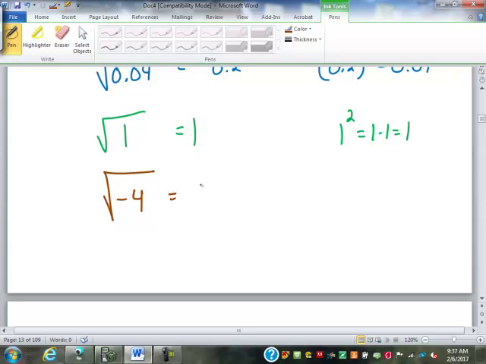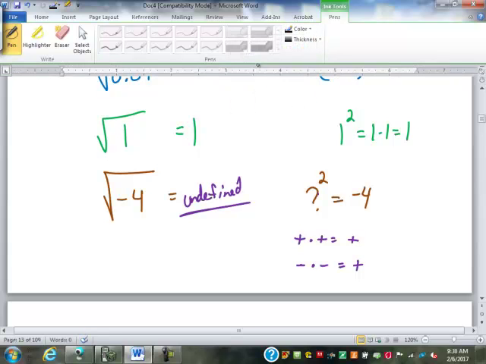How about the square root of negative 4? No, there is no number that if I square it will give me a negative 4, because anything squared is positive. If I put in a positive number, a positive times a positive has to be positive. If I put in a negative number, a negative times a negative has to be positive. Now, for the purposes of this class, we're going to leave it at that. The square root of a negative is what we call undefined, or your calculator is going to say error. You can't square root a negative.